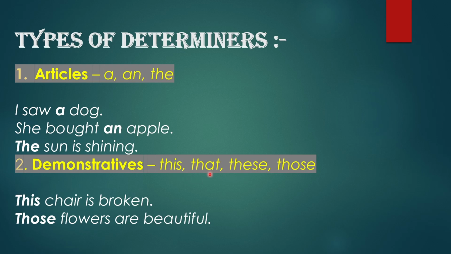In the same way, that and those are used to refer to nouns that are far from the speaker. That for one and those for many. Like those flowers are beautiful, which means the flowers which the speaker is pointing out are far from him or her. So this is how this, that, these, those determiners are used. I hope you are understanding.